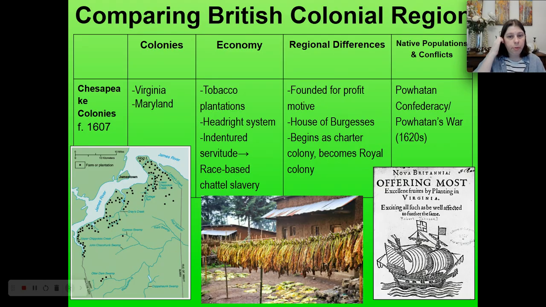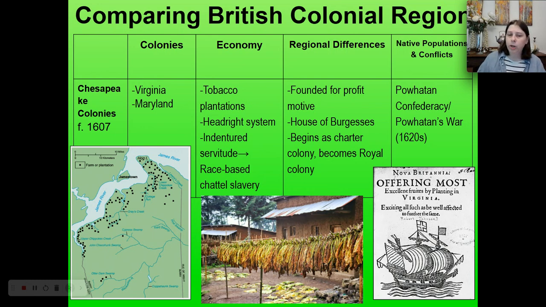So other things you should know about the Chesapeake: the House of Burgesses, begun in 1619, is our first British North American example of representative government. Not direct democracy like we saw in New England with the Mayflower Compact and the town meetings, but representative democracy where voters, that's landowning males in Virginia, elected someone to represent their interests in the colonial legislature. The House of Burgesses eventually developed the ability to initiate legislation without Parliament. So again, like a seed of independence that is part of the basis of revolutionary ideals.